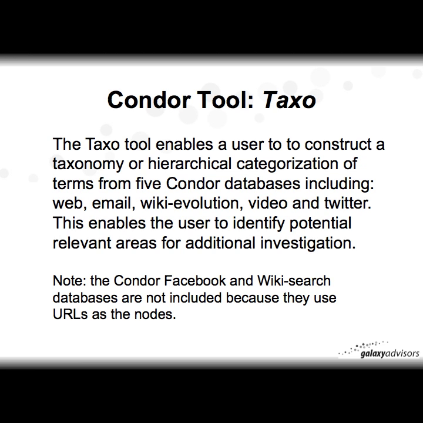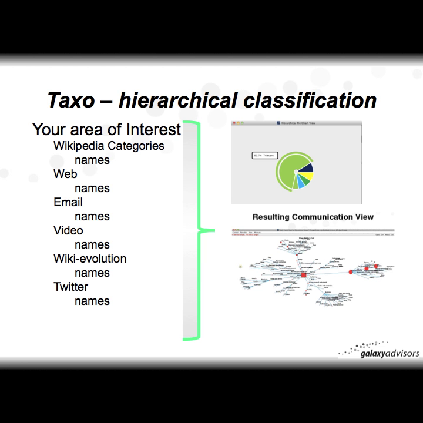So again, the Condor Taxo tool enables a user to construct a taxonomy or hierarchical categorization of terms from 5 Condor databases, including web, email, wiki evolution, video, and Twitter. This really enables the user to identify potential relevant areas for additional investigation. Now note that the Condor Facebook and wiki search databases are not included because they use URLs as nodes.